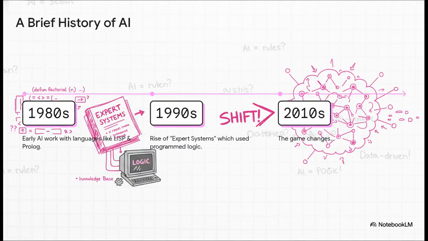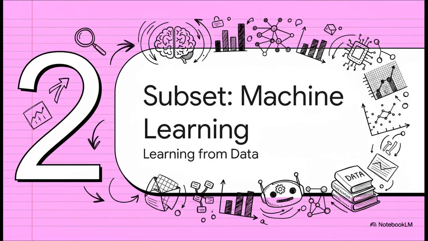And look, AI has been around for a while. It's not some brand new thing. Way back in the 80s and 90s, we had what were called expert systems. Think of them as being built with a massive, rigid instruction manual written by humans. But then, around the 2010s, the whole game just changed. And that big shift? Well, that brings us right to our next layer, machine learning.